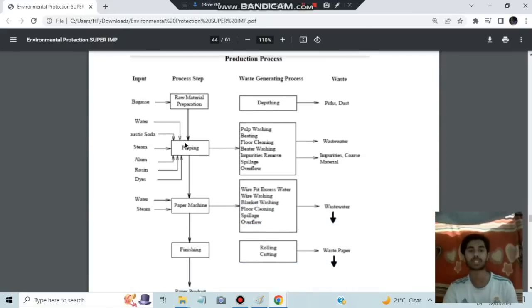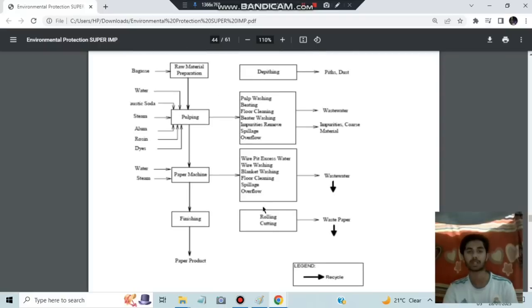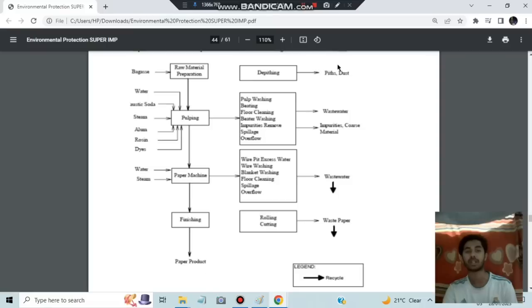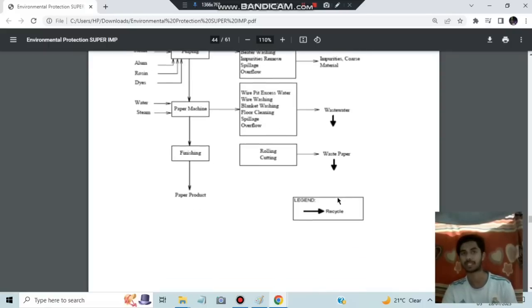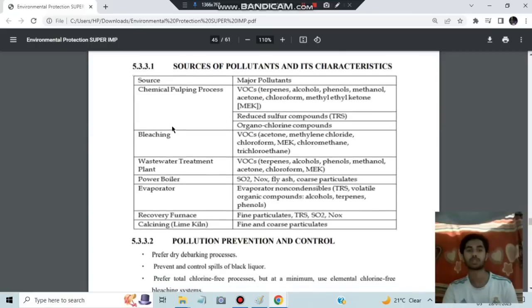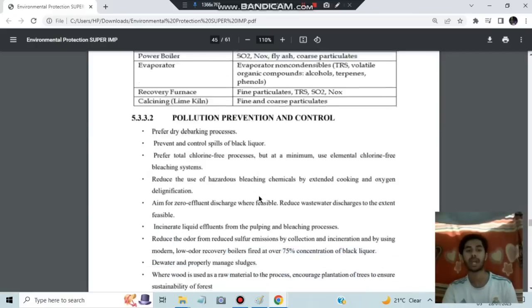So these are the processing and the steps: raw material, pulping, paper machine, finishing. And some waste will be produced, and these are just the waste generating processes. Different processes are there, like pulp washing, then blanket washing, spillage, overflow, rolling, cutting. In that some wastes are getting produced. Basically you have to handle these wastes. Okay. So the sources are also given here: chemical pumping, bleaching, wastewater. What are the sources present, and how do you prevent it?